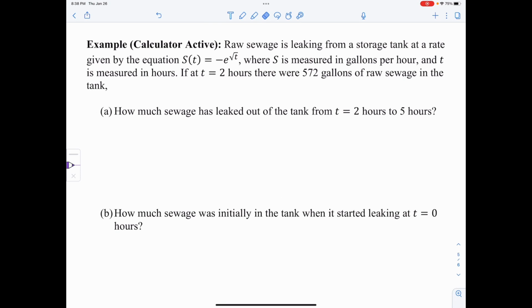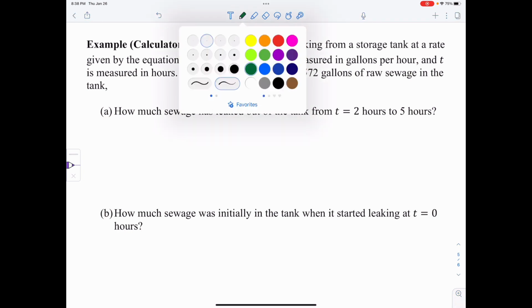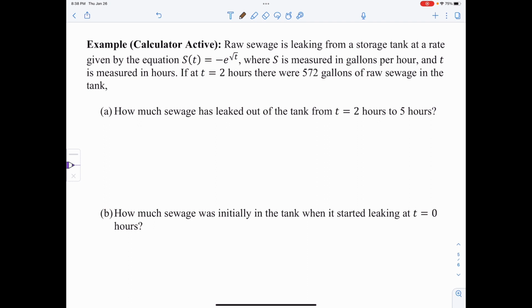And another calculator active problem. This one about raw sewage. Lovely. Here, we'll use brown. Raw sewage is leaking from a storage tank at a rate given by the equation S of T equals negative e to the square root of T, where S is measured in gallons per hour. Okay, so S is our rate, and T is measured in hours. If at T equals 2 hours, there were 572 gallons of raw sewage in the tank. And then we're going to answer these questions.